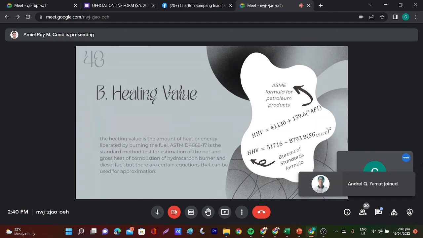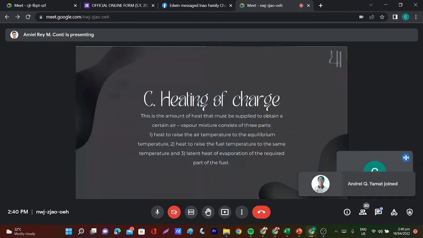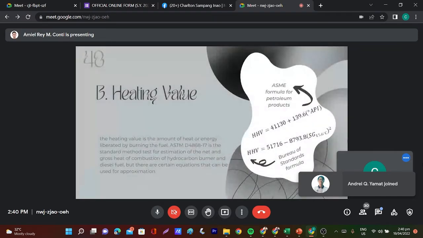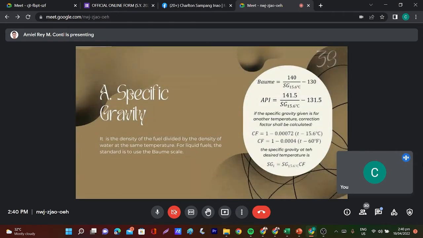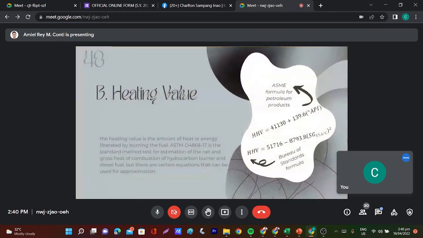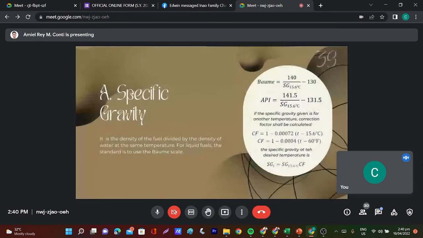Okay. Next. Formula yan? 41.13? Oh, ganun. Opo. Sa petroleum products po. Kunin niyang degrees. Yung given po dun sa Baume po. Pag po kailangan po kasi lagi po siya 15.6. May given na dyan sa degrees. Opo. Ayun, yung 141.5 divided by specific gravity at 15.6 degrees centigrade. Okay.